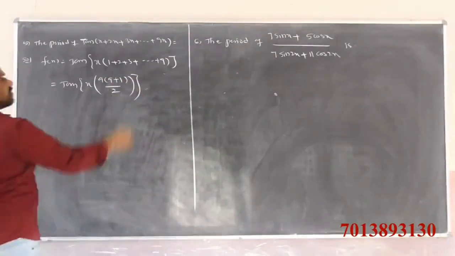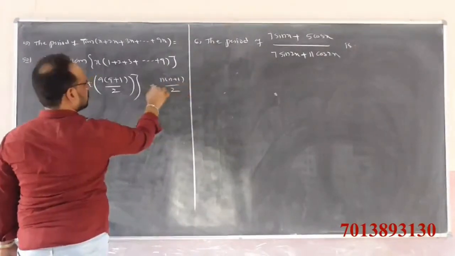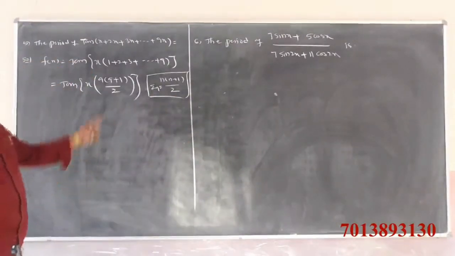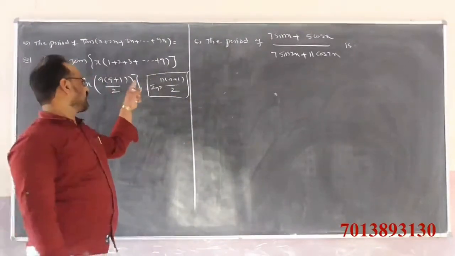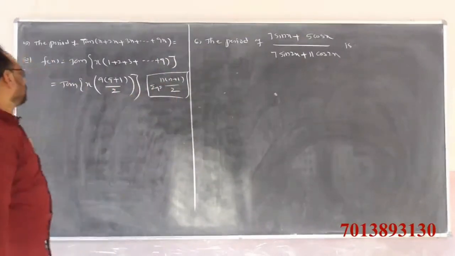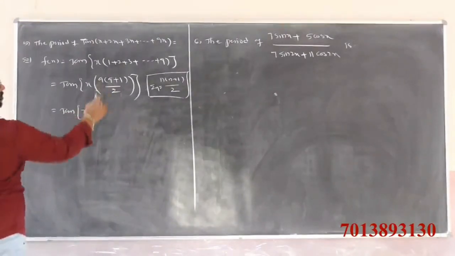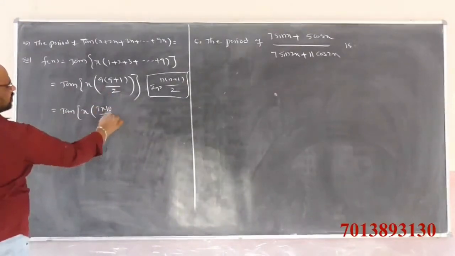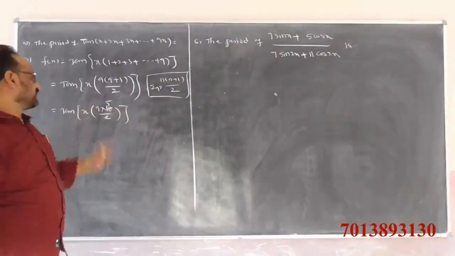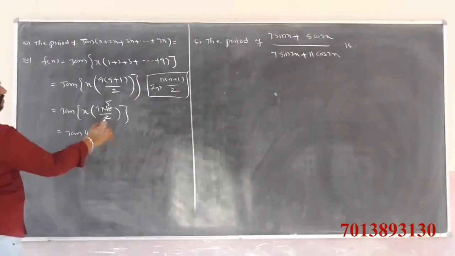The formula is sigma n is equal to n into n plus 1 by 2, the sum of first n natural numbers. Here clearly n is 9. 9 into 9 plus 1 by 2 is equal to tan of x into 9 into 10 by 2. 2 ones are 2, 2 fives are 10. That is the sum we want. 5 nines are 45. That is equal to tan 45x.